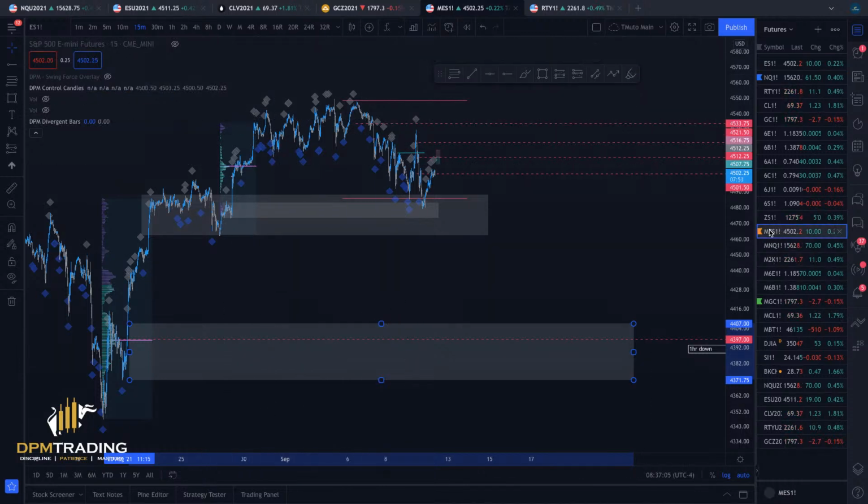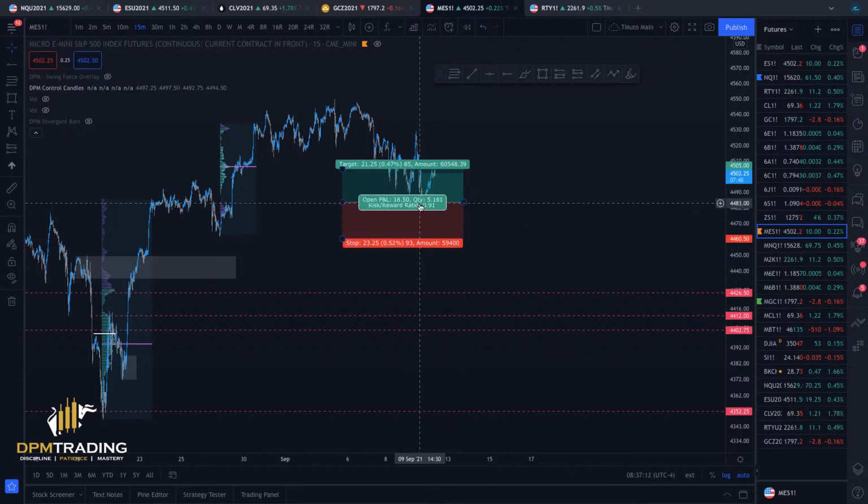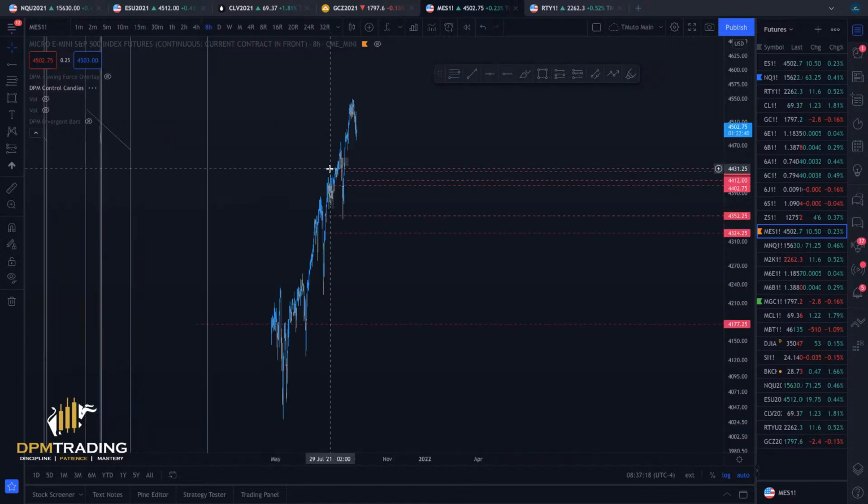Here, let's look at it on the micros because I don't have as much noise on my chart there. Let me turn off this here. You can see this is one of the scale-in trades that I took. And let's just zoom out.